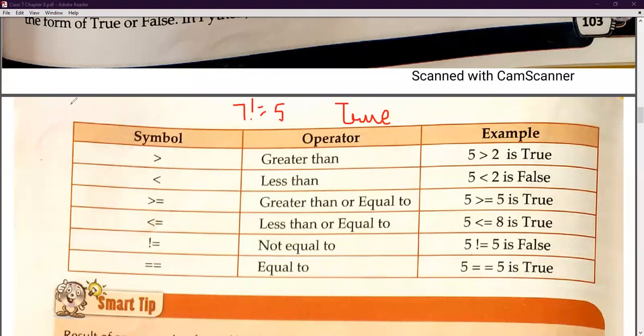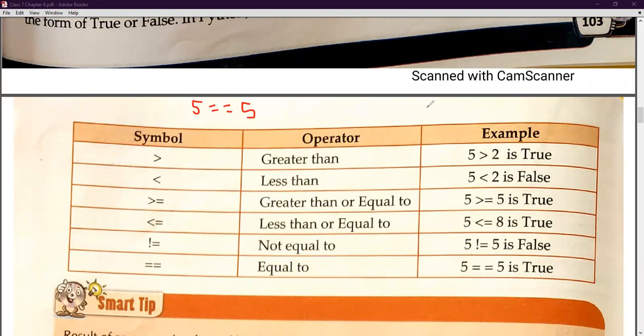Now, guess the output. 5 is not equal to 10. What will be my output, students? Yes, answer will be true, because really 5 is not equals to 10. Now the next operator is 5 equals to 5. Sir, why are we writing this equals to sign 2 times, right? This is your doubt, na?